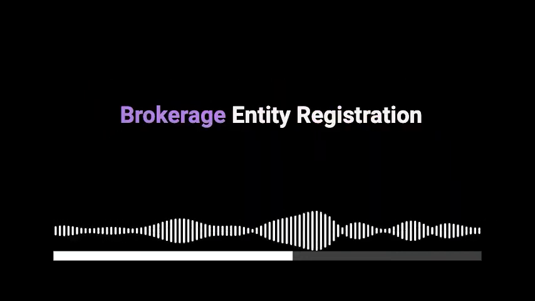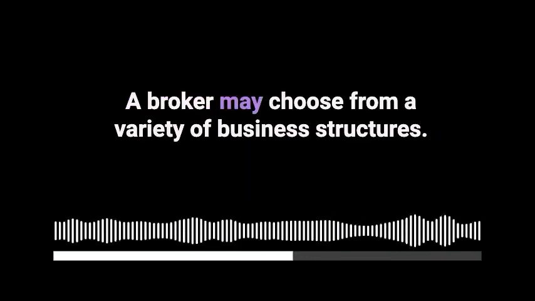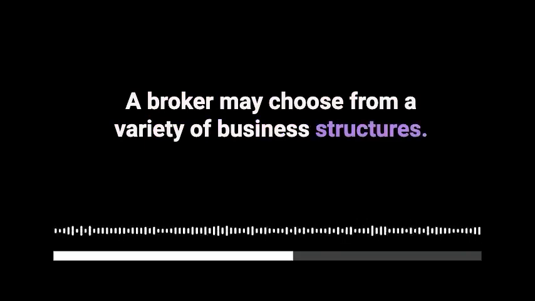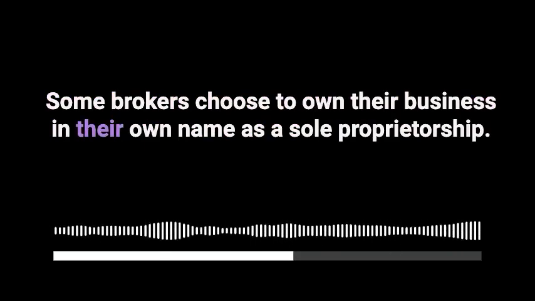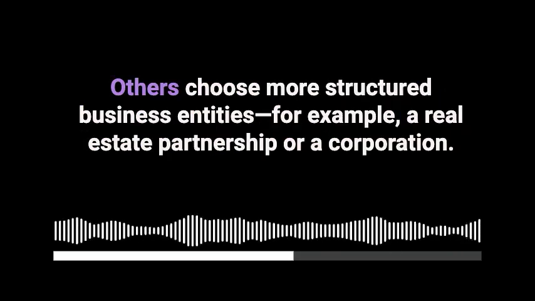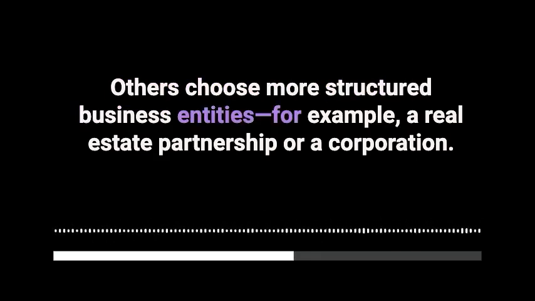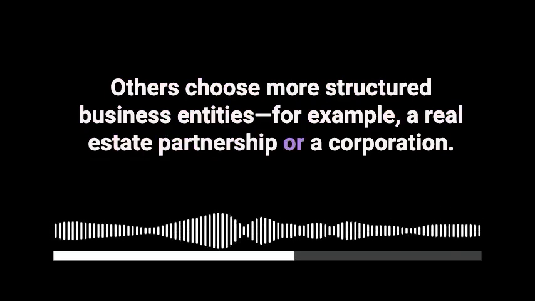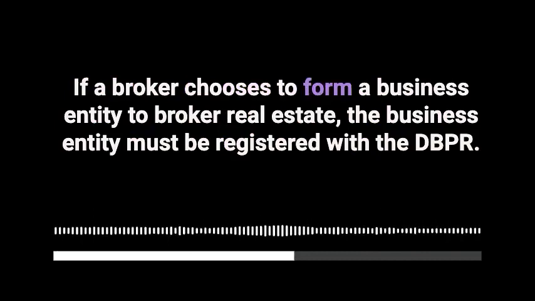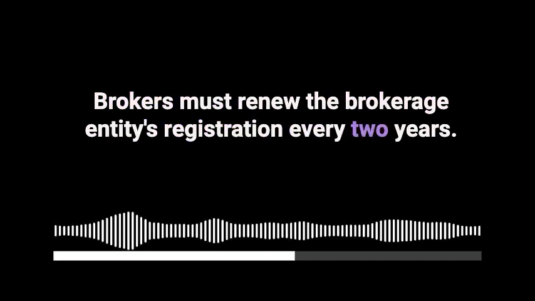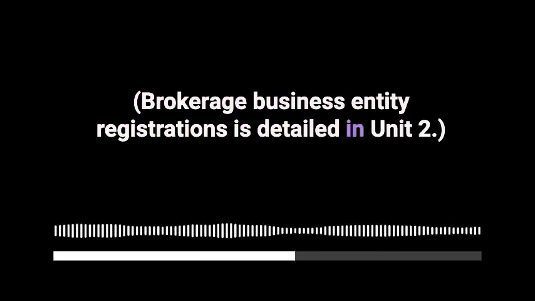Registration and licensure. Brokerage entity registration. A broker may choose from a variety of business structures. Some brokers choose to own their business in their own name as a sole proprietorship. Others choose more structured business entities, for example, a real estate partnership or a corporation. If a broker chooses to form a business entity to broker real estate, the business entity must be registered with the DBPR. Brokers must renew the brokerage entity's registration every 2 years.